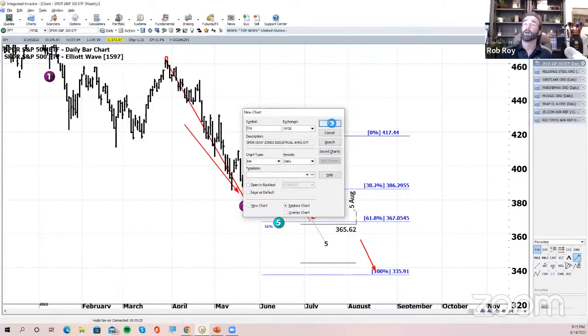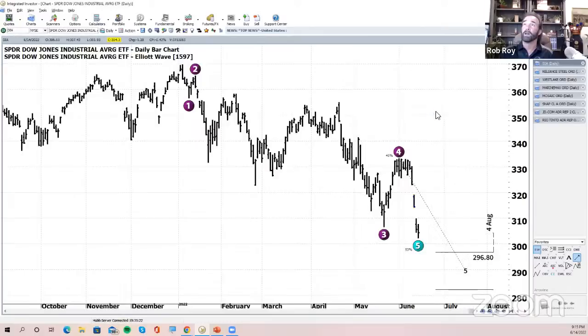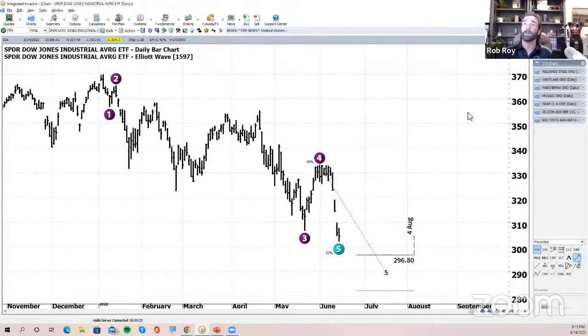So let's look at the rest of the US markets. We'll do the VIX after the US markets before we start moving to some international markets.